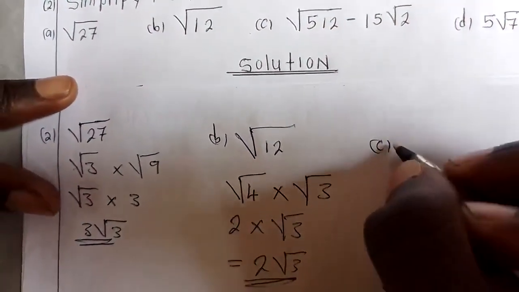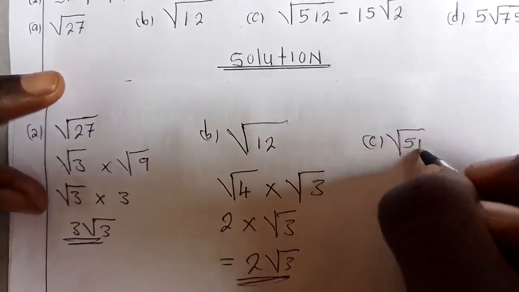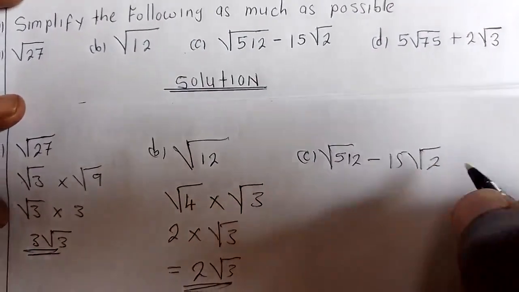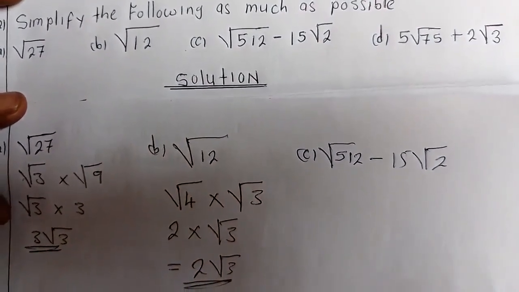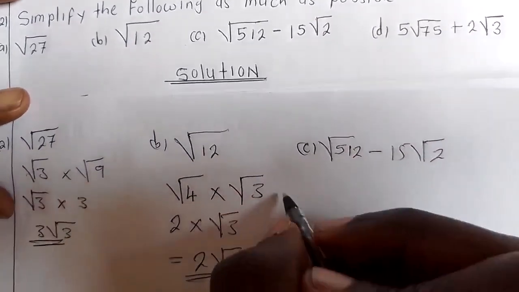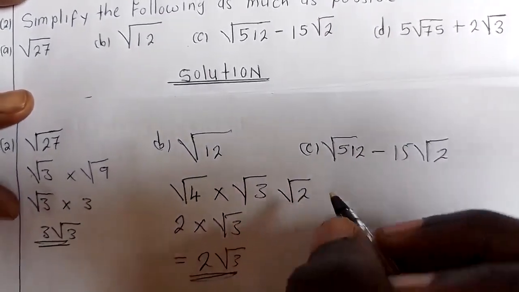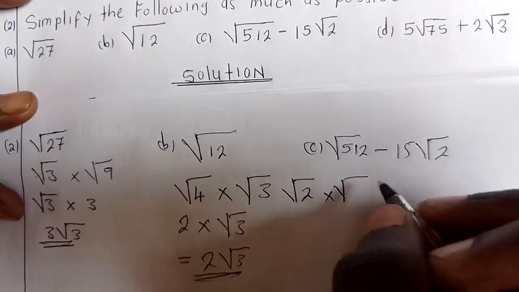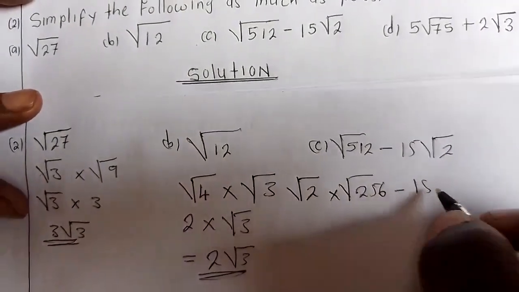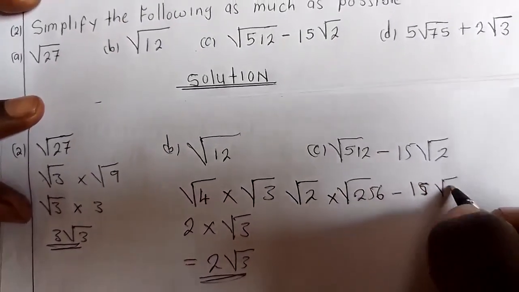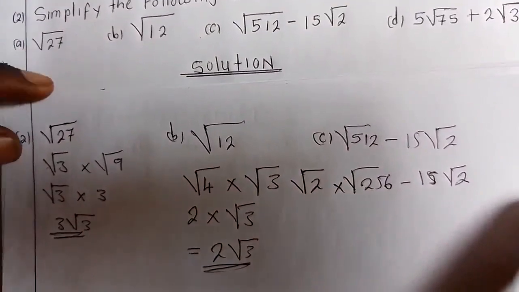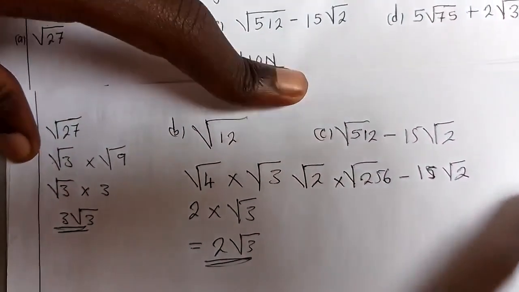We come to this question, C. They're saying the root of 512 minus 15 root of 2. How do you solve this one? We know that this can be broken down into the root of 2 multiplied by the root of 256, minus 15 root of 2. It's just one and the same thing.